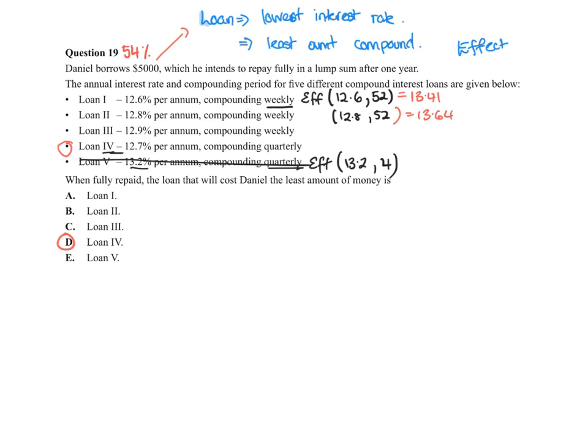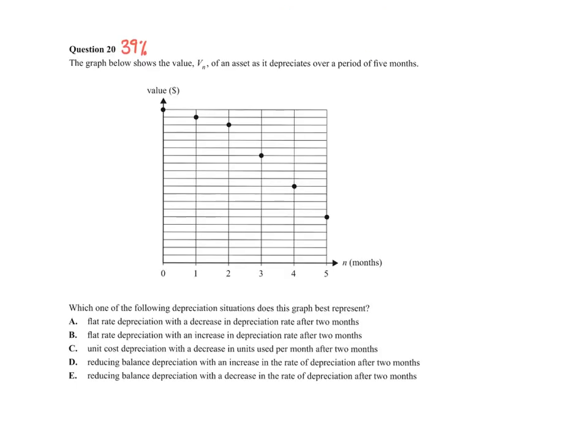All right. Okay. Now with this one, the graph shows the value of an asset as it depreciates over 5 months. Which of the following depreciation situations does this graph best represent? If you have a look, they're talking about flat rate. So flat in some of the answers. Flat rate is equal to when it goes down the same amount every time. Down the same amount.